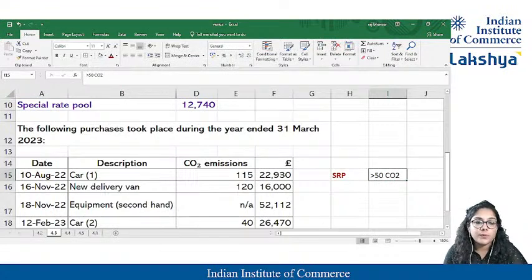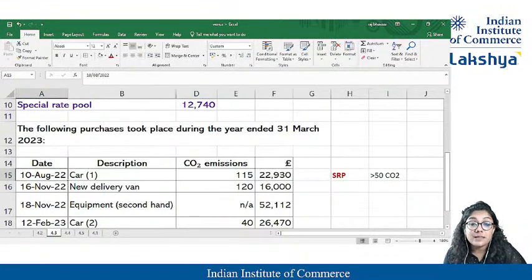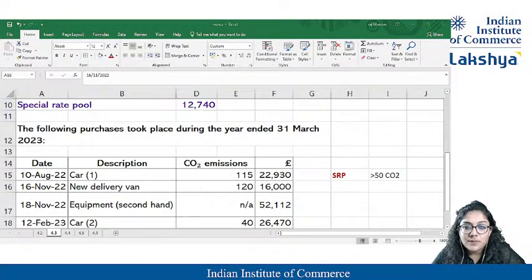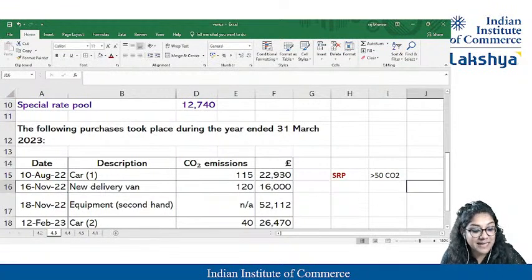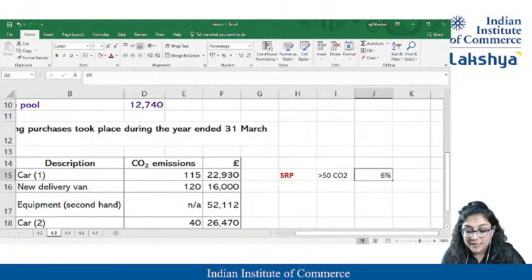Cool. Next. Which date? 10th August. Okay. 16th November. We have taken 16th November. Are you getting the things? The first one, car 1, we have taken. If CO2 emission is over 50 grams per kilometer, it is qualifying for which rate? Guys, it is 6% rate. We know that. I think you guys know that.